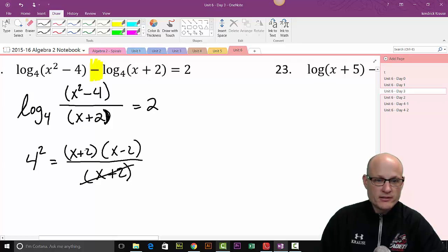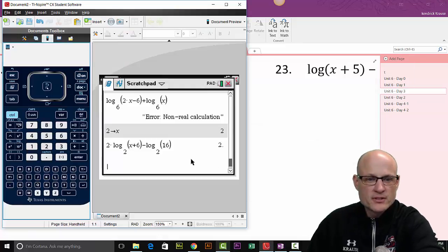Wait a second. Those cancel. So I end up with 16 is equal to x minus 2, or x equals 18. Well, I hope that works.